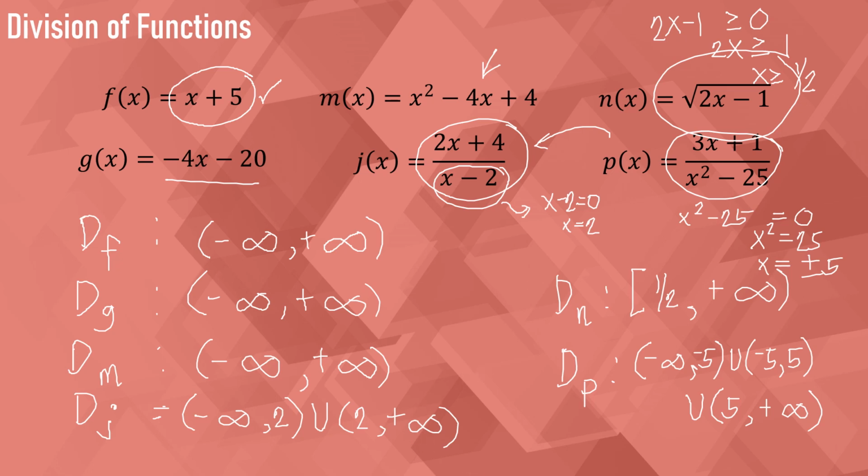Now, after knowing all these domains, it is necessary at the same time to identify what will make f of x here 0. Kailan siya magsi-0?